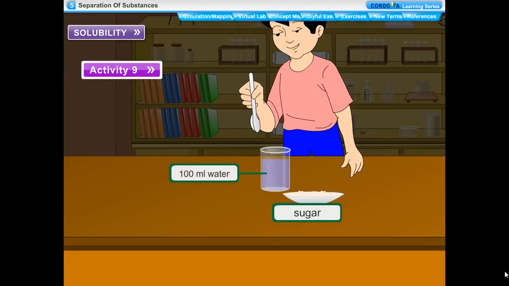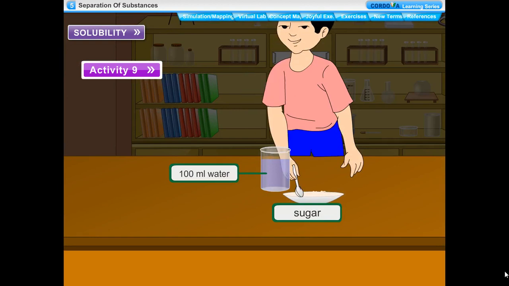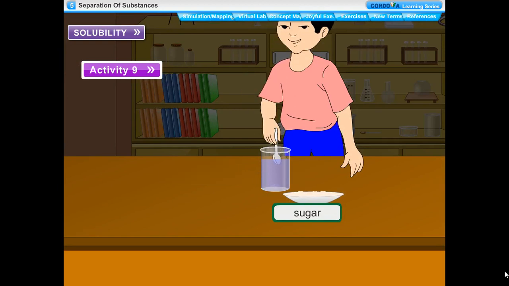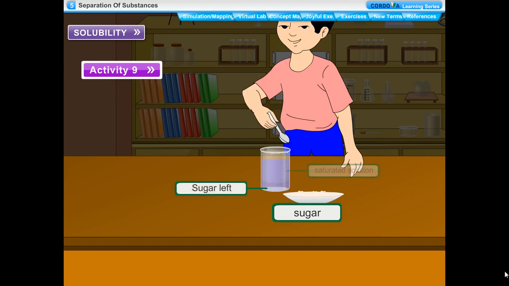Take 100 gram of water in a beaker. Add a small quantity of sugar into the water. Sugar dissolves in water on stirring with a spoon. Keep on dissolving more and more sugar in the water with constant stirring until no more sugar dissolves. You find that some sugar is left undissolved at the bottom of the beaker. You have obtained a saturated solution of sugar.